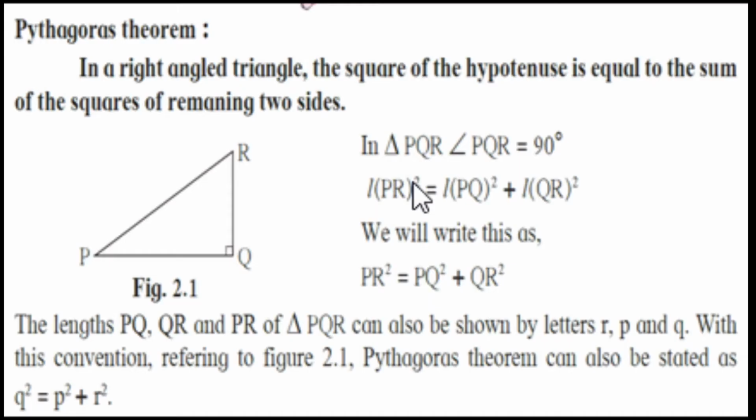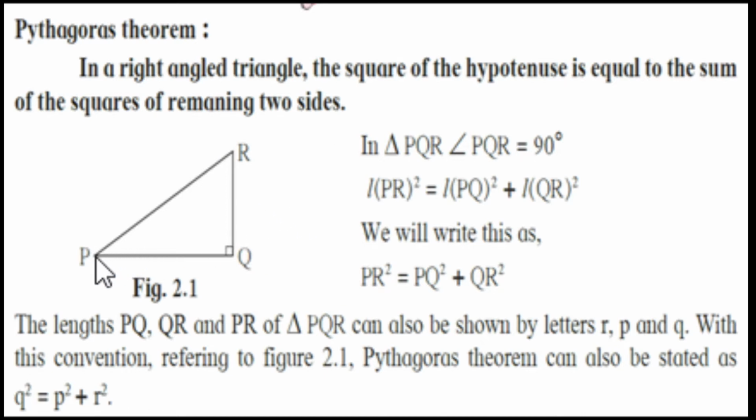So let's begin. So what is Pythagoras theorem? You have already learned this theorem in standard 8 or 9. So what is Pythagoras theorem? In a right angle triangle, the square of the hypotenuse is equal to the sum of the squares of the remaining two sides.